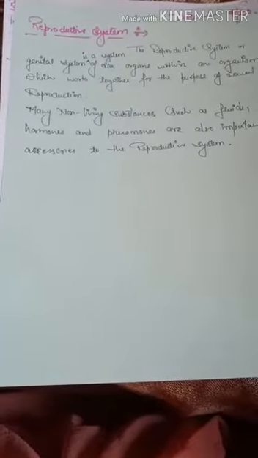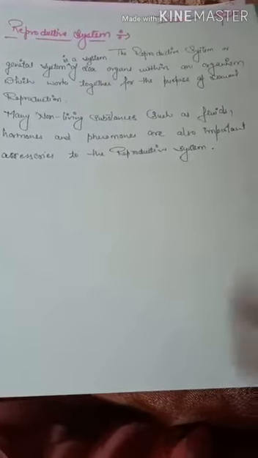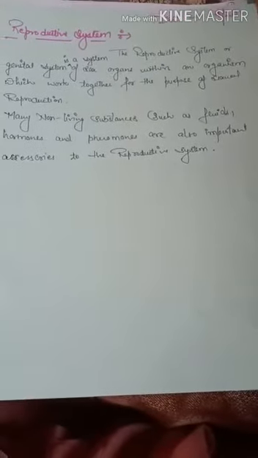The topic for first year human anatomy and physiology is the reproductive system. The reproductive system, or genital system, is a system of sex organs within an organism which work together for the purpose of sexual reproduction. Many non-living substances such as fluids, hormones, and pheromones are also important accessories to the reproductive system.